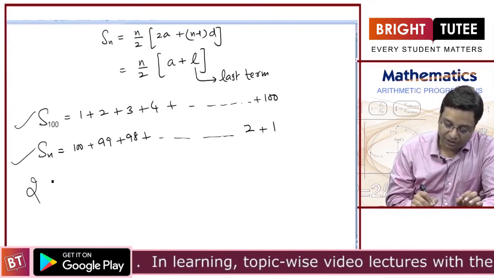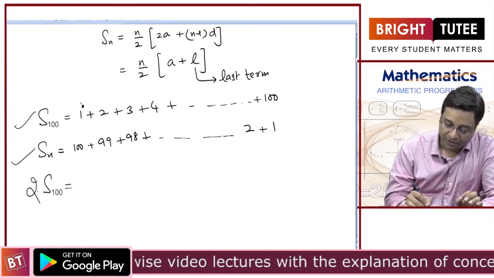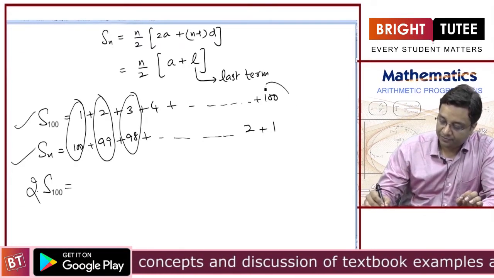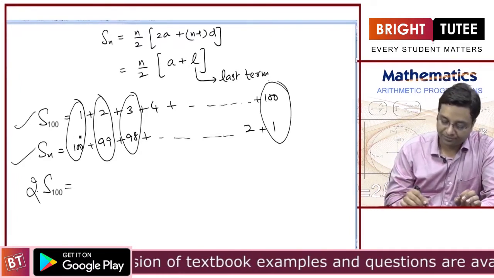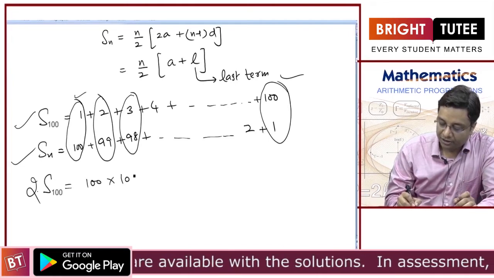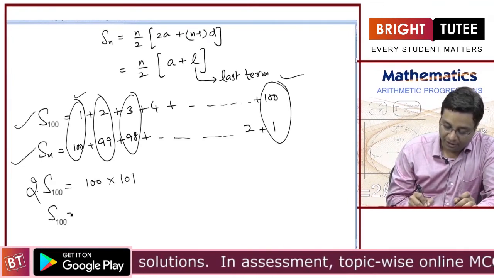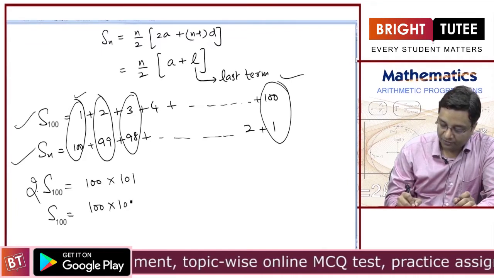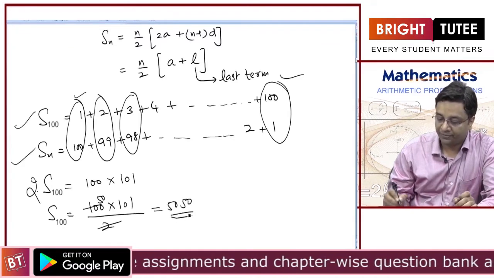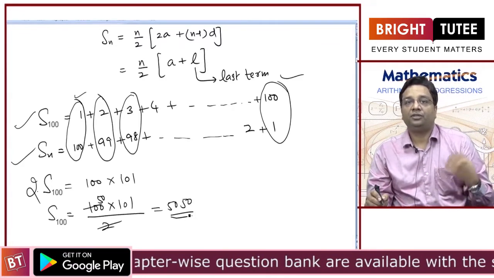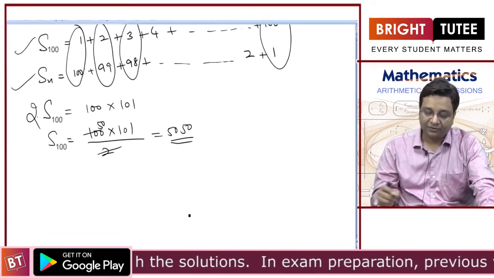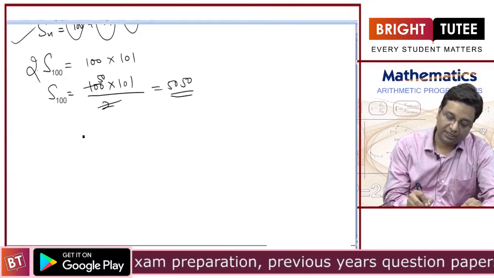Now if I add these two expressions, twice of Sn will be equal to 101 plus 101 plus 101 plus 101. How many times? 100 times. So it is equal to 100 times 101, right? So Sn will be equal to 100 into 101 by 2, which is equal to 5050, right? This is the same algorithm that we took while proving the formula for Sn, right? We can derive a formula for this also directly.